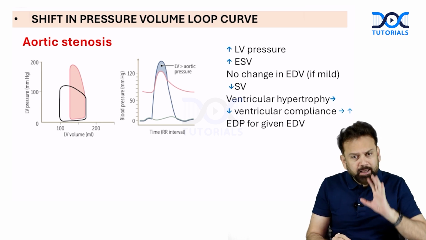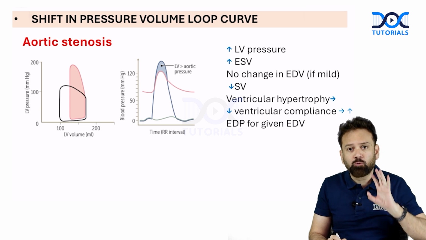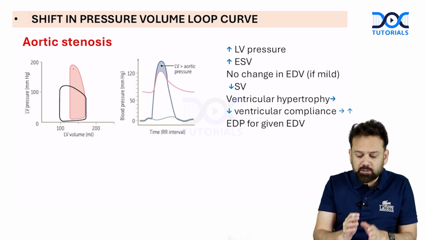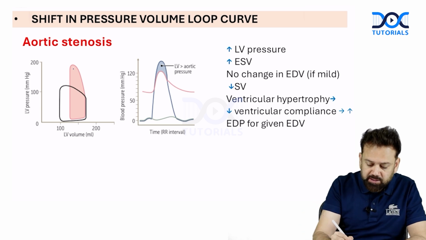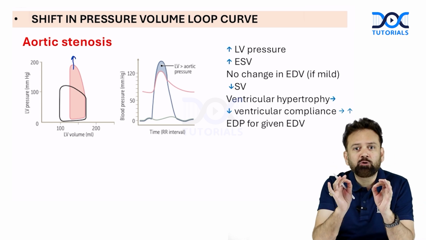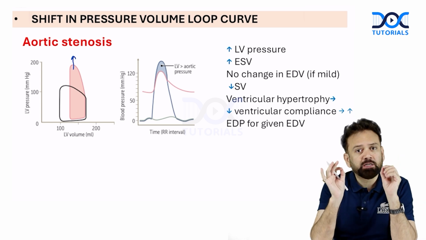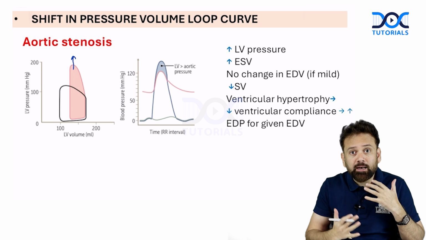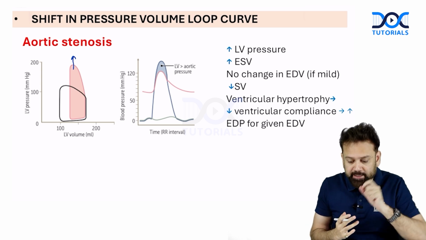So let us discuss. In aortic stenosis, at least now you are able to say there is an increase in the afterload, and the shift will be upward. You can see in this diagram. Most of the time they will ask you only this much: in aortic stenosis, the shift will be upward. But now let us discuss physiologically in more detail.